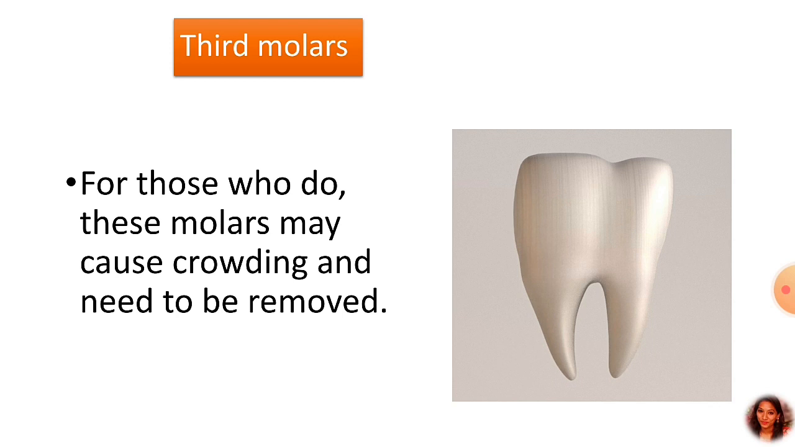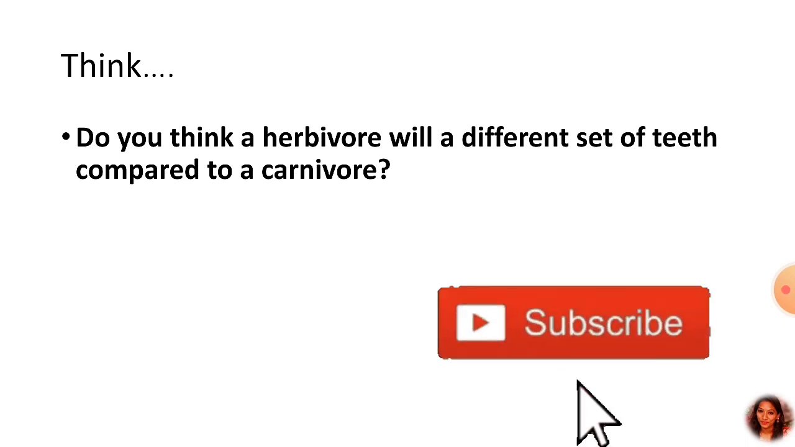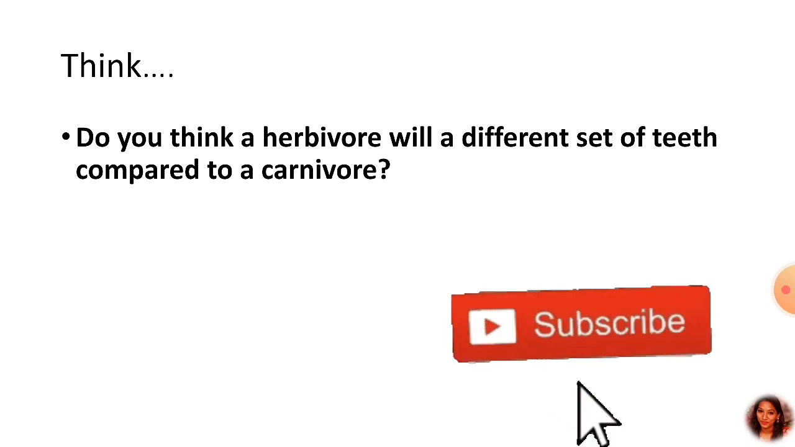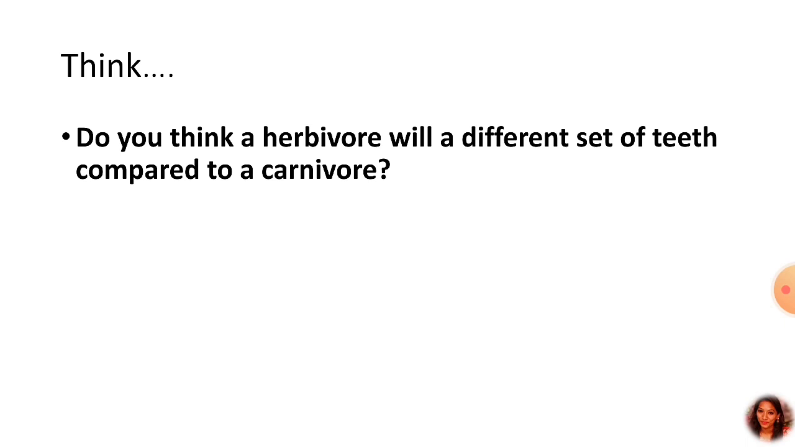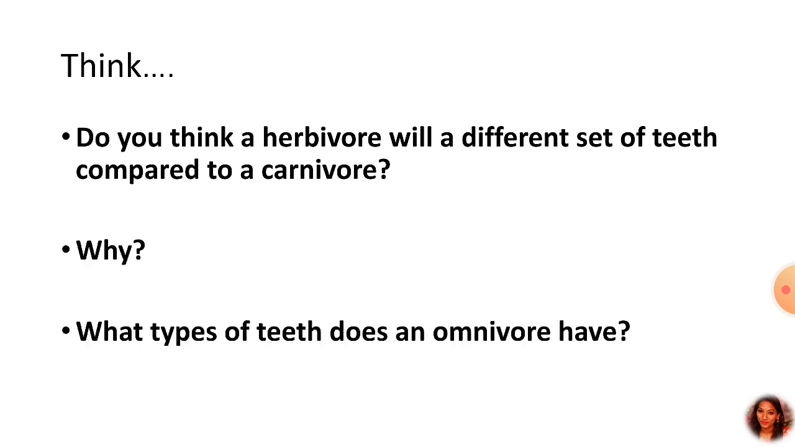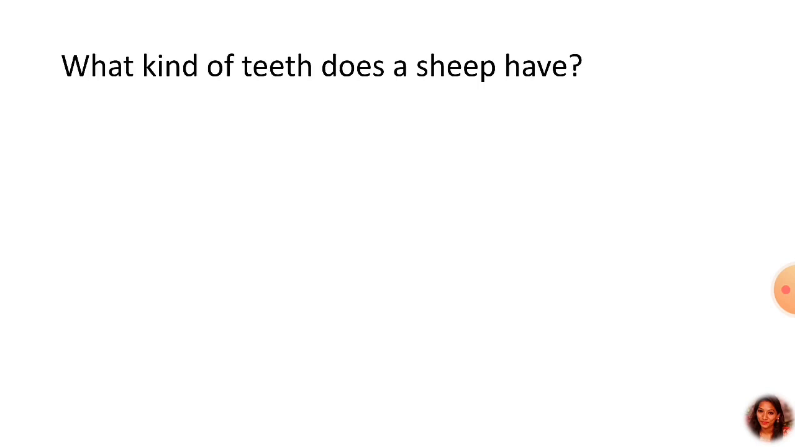That is why they are of no use. So if they produce, they need to be removed first. Now just think about herbivorous, carnivorous and omnivorous. Do you think a herbivorous will have a different set of teeth compared to a carnivorous? Then why? And what type of teeth does an omnivorous have?